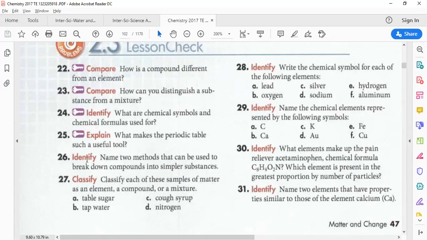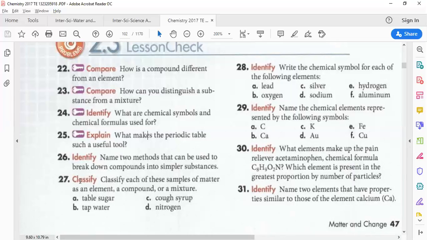Identify or name two methods that can be used to break down compounds into simpler substances. We got two methods, guys, up till now. Heating was the first one, and the second one is applying electrical current. As we saw before with sucrose, which is table sugar, if we want to break it down into its own elements, which are carbon, hydrogen, and oxygen, first of all you will heat it and you will get the carbon and the water. After that, you will apply electrical current to the water in order to break it down into its own elements, hydrogen and oxygen. And after that, you will get the three elements together: carbon, hydrogen, and oxygen.